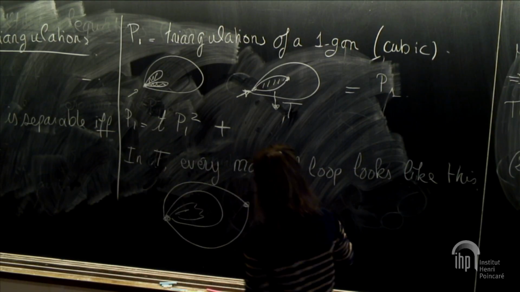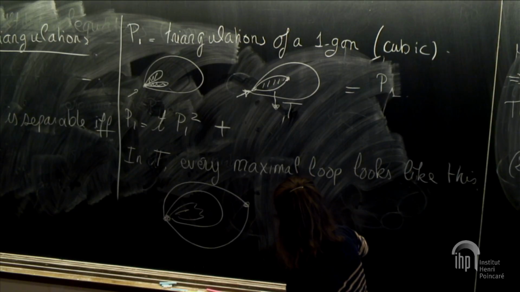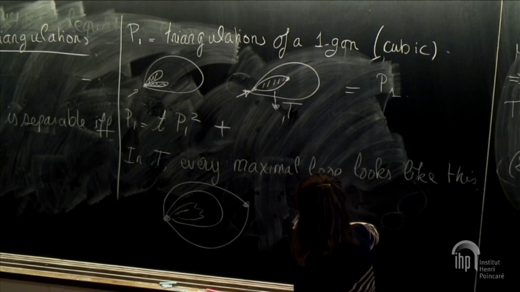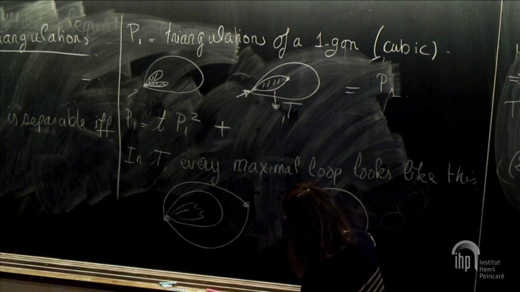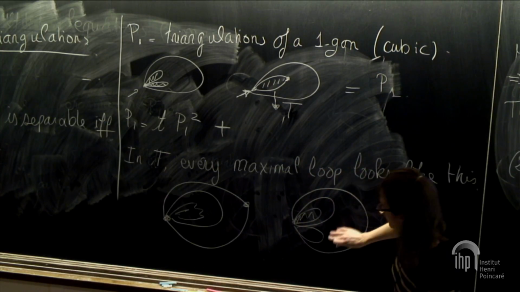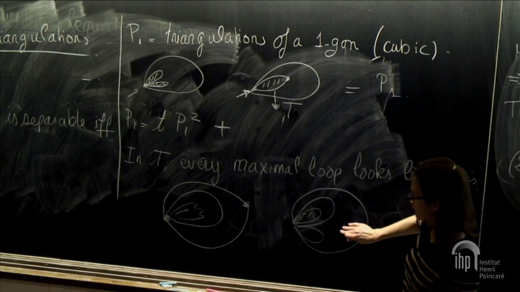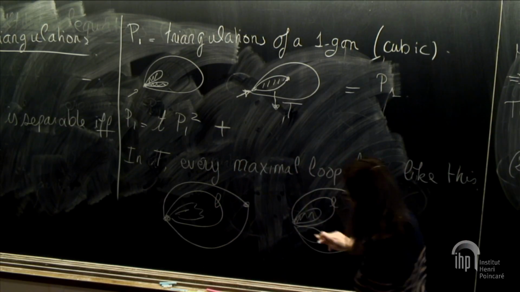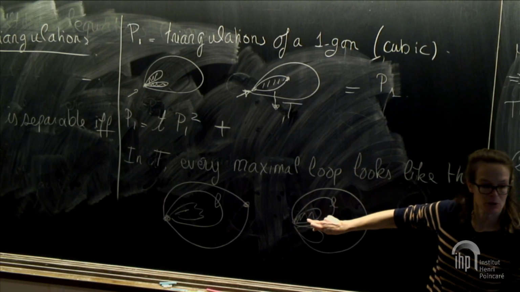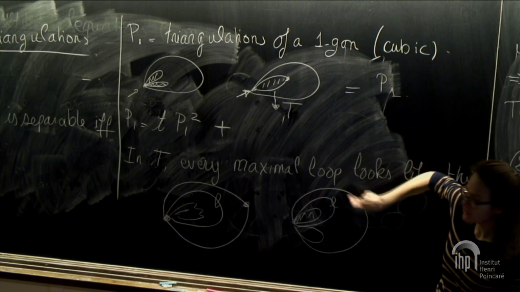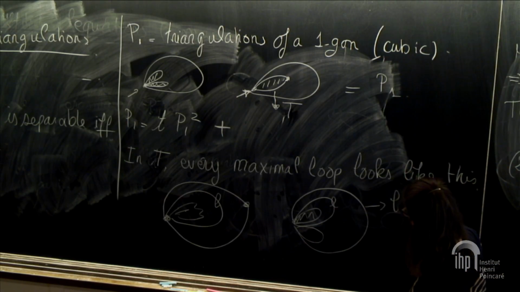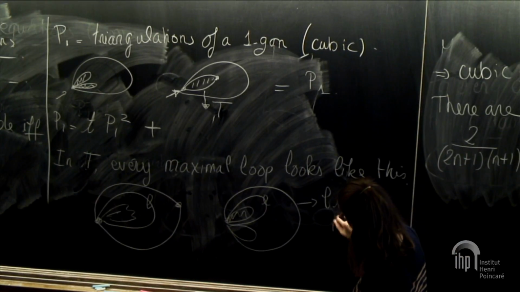Because the other possibility would be that I have my loop, something inside, and then something like that with another loop. So here I would also make a triangular face. So this is my loop L. But then this loop here would not be maximal. There's a bigger loop surrounding it. In this case, L is not maximal.